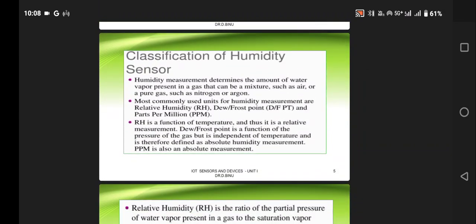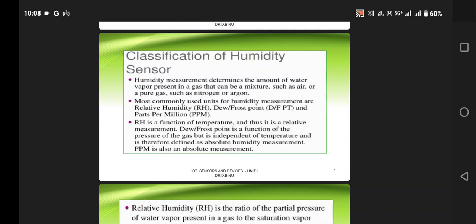Classification of humidity sensors. Humidity measurement determines the amount of water present in a gas that can be air or a pure gas such as nitrogen or oxygen. The most commonly used units of humidity measurement are relative humidity, dew or frost point, and parts per million.